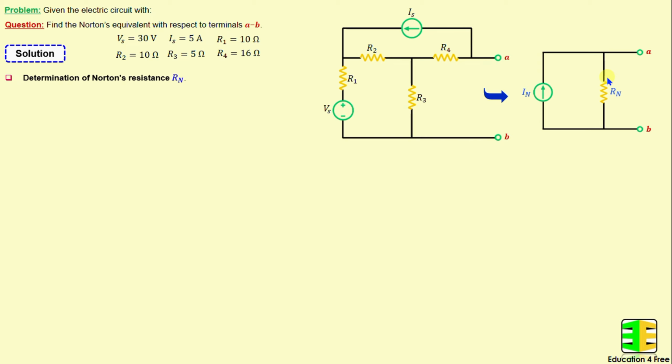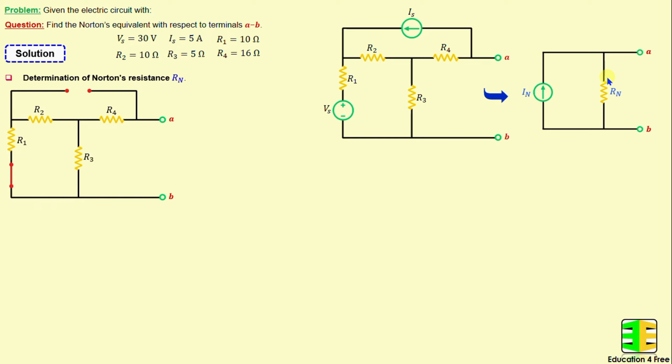This step can be done by removing all independent sources in the circuit, which means the voltage source Vs will be replaced by a short circuit and the current source Is will be replaced by an open circuit. The Norton's resistance represents the equivalent resistance between terminals A and B.